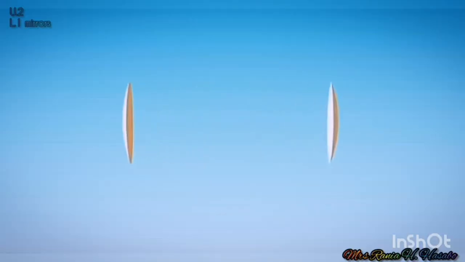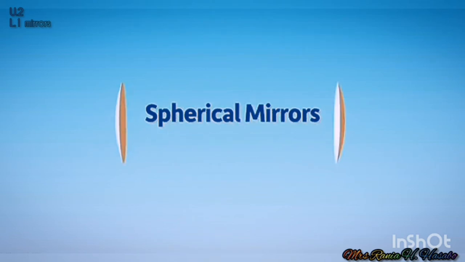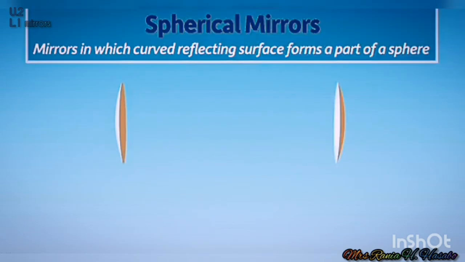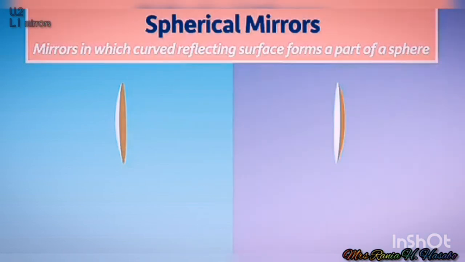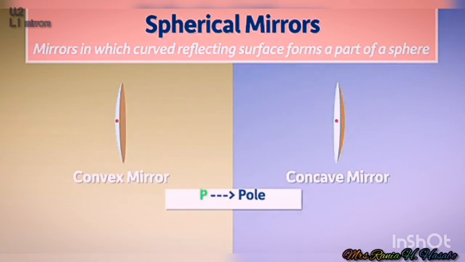From the previous, we defined several concepts related to spherical mirrors. At the beginning, what are spherical mirrors? Remember with me, spherical mirrors are the mirrors in which the curved reflecting surface forms a part of a sphere. We have two types. The first one, whose reflecting surface is curved inwards, is called a concave mirror. And the convex mirror, its reflecting surface is curved outward.